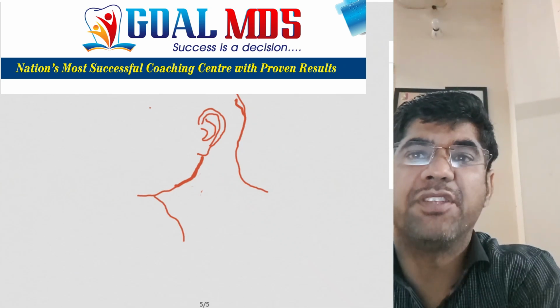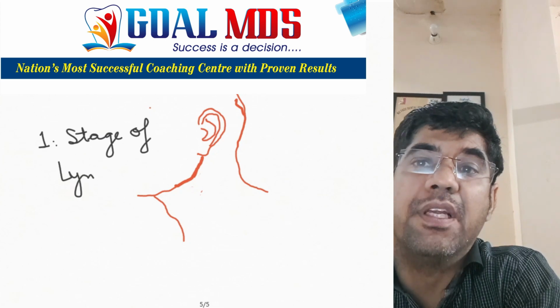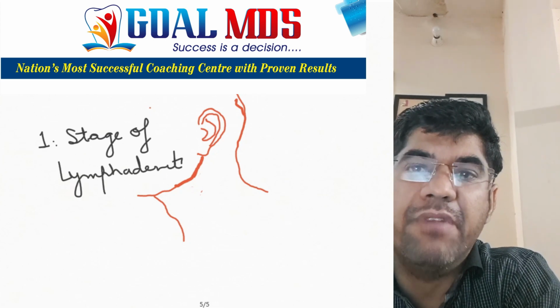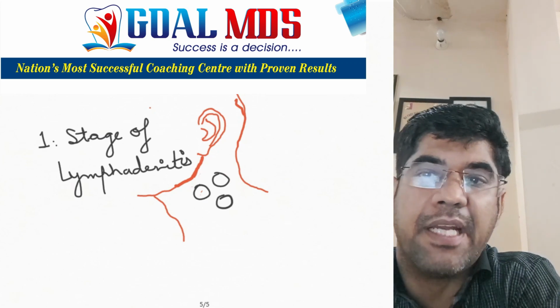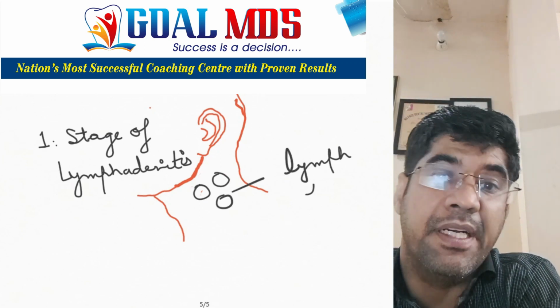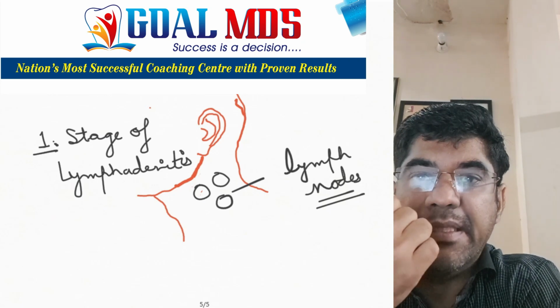Now, what are the stages of tuberculous lymphadenitis? The first stage is the stage of lymphadenitis. Here what you will see is discrete, mobile, firm lymph nodes that are palpable. It is a condition seen in young adults between 20 to 30 years of age.